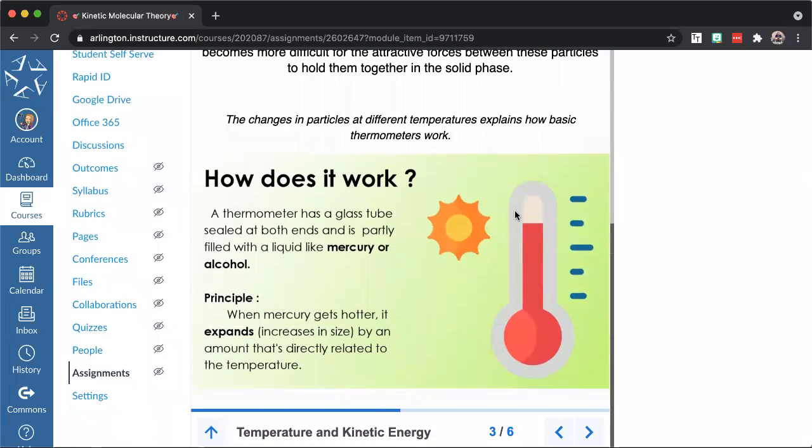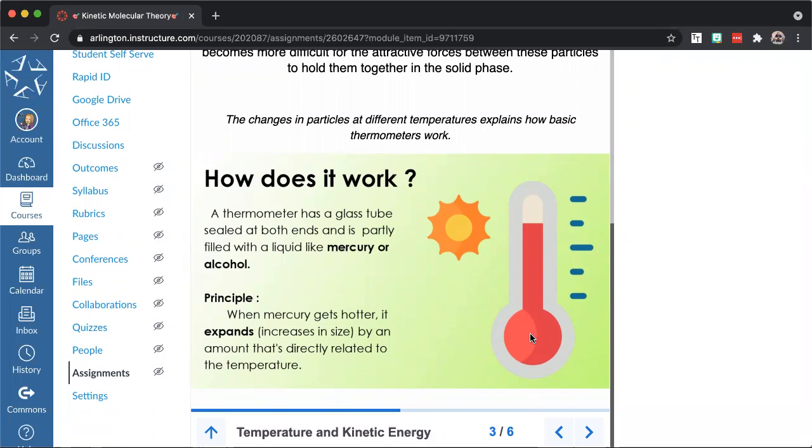A thermometer usually has a glass tube, sealed at both ends, okay? And it's usually partially filled with a liquid. Most of our thermometers are going to be filled with alcohol. So the thermometers that have the red liquid, that's just alcohol with some red food coloring or dye in it. Mercury thermometers, mercury is a metal from the periodic table. So a mercury thermometer would not be red, it would be a silvery color.